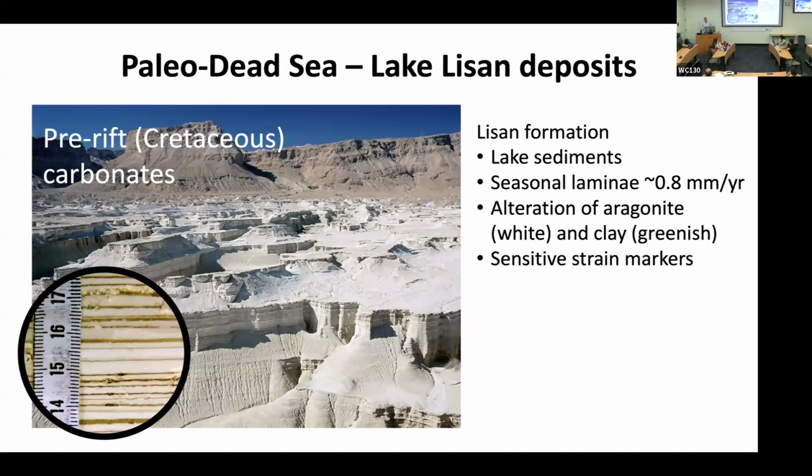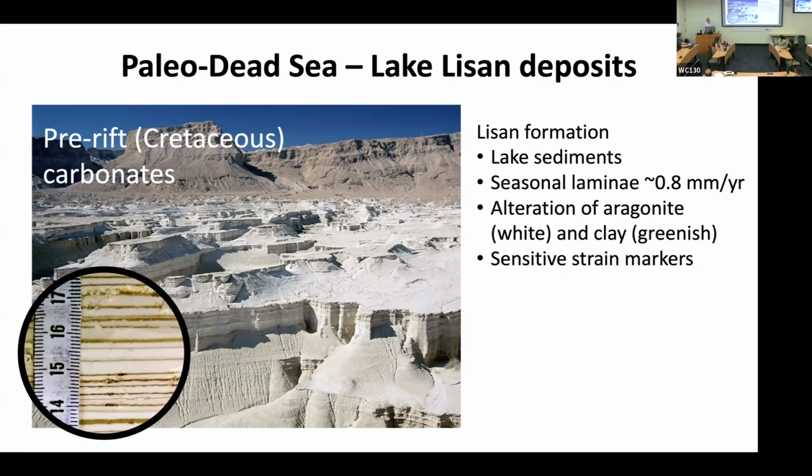So we mentioned the Lisan Lake. So as a lake, it has also collected sediments, and we see here a picture of this, the sediments. So this is this mountain over here. Can anybody recognize that? It's a historical site in Masada.